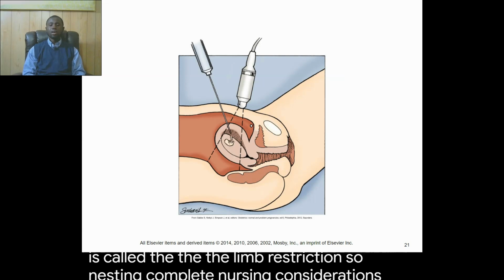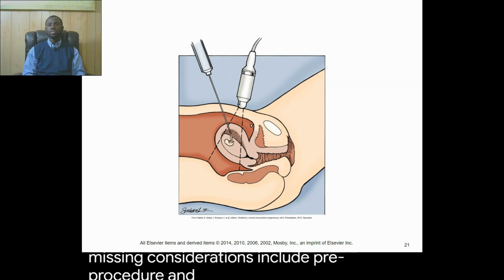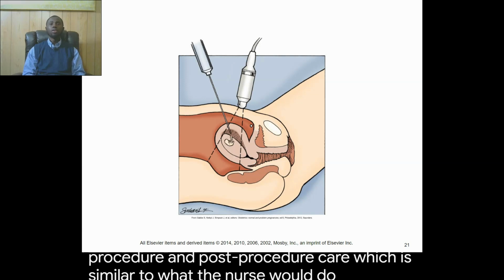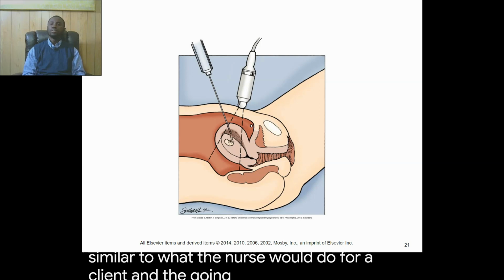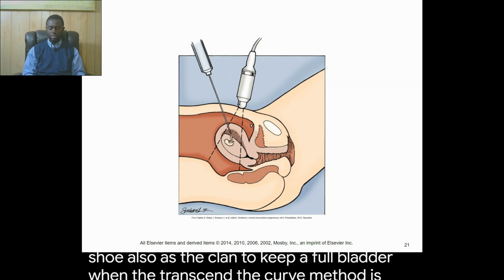considerations. Nursing considerations include pre-procedure and post-procedure care, which is similar to what the nurse would do for a client undergoing amniocentesis. The nurse should also ask the client to keep a full bladder when the transcervical method is used.